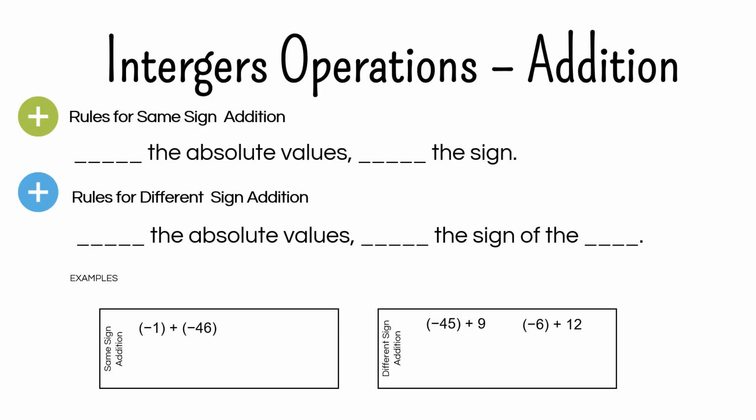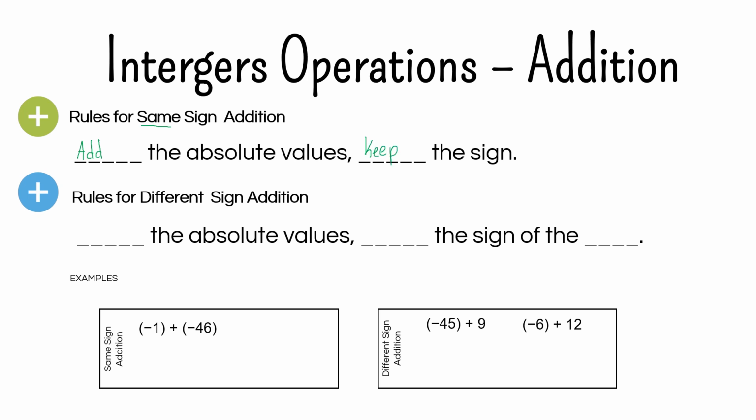So we're going to start with our addition rules. We have two rules for addition, and addition rules are dependent upon the signs you see. So, rules for same sign addition. What I mean by that is addition of problems that are each positive numbers or have two negative numbers. The rule for same sign addition is that we take the absolute values, add the absolute values, and keep the available sign.